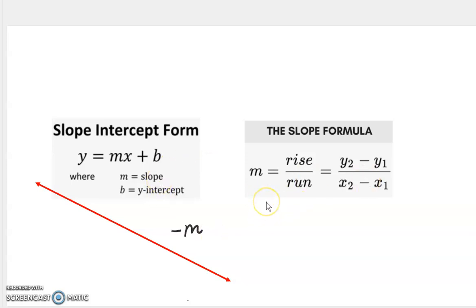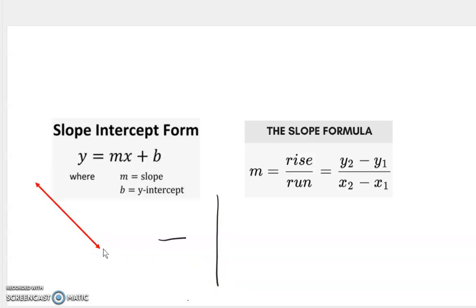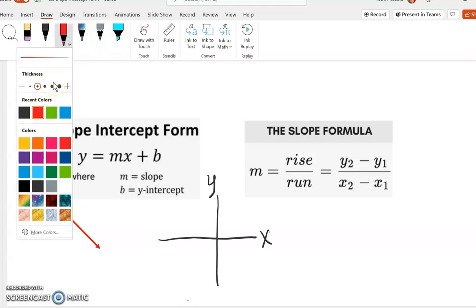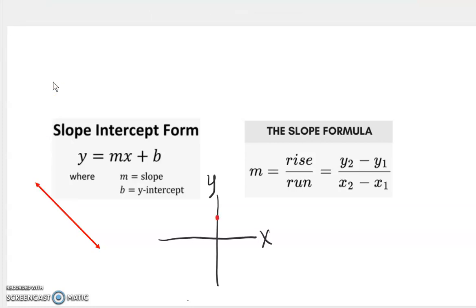The b stands for the y-intercept. What that means is that on the graph, you've got your coordinate plane, you've got the y-axis, you've got your x-axis. The y-intercept is just that. It's the point that intercepts the y-axis. So if we had a point right here, this would be our y-intercept, where it crosses the y-axis.